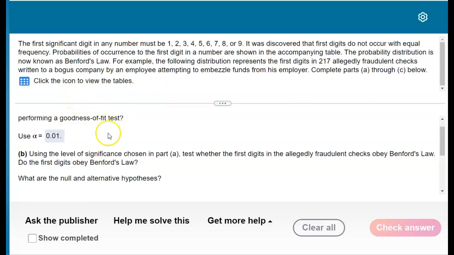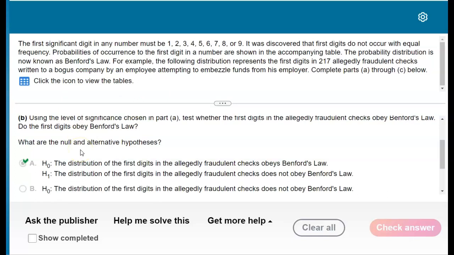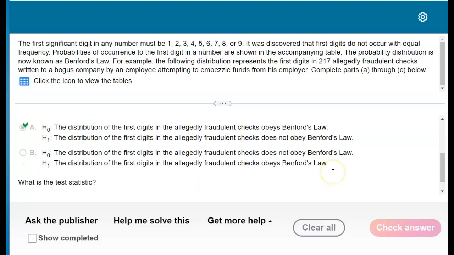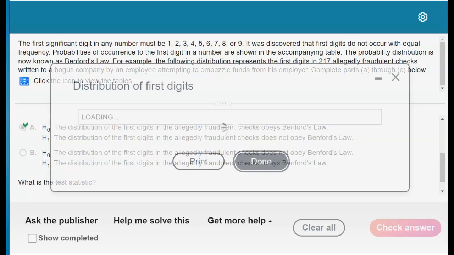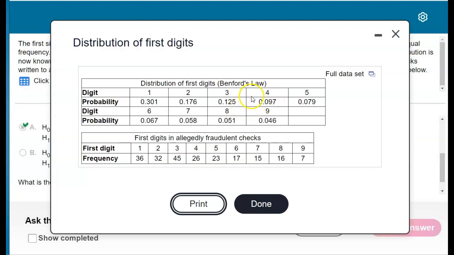And so the student already did the first couple pieces of the problem. Our null hypothesis is that the first digits obey Benford's law, meaning there's no fraud. And our alternative hypothesis is that there is fraud, so they do not obey Benford's law. And then we're asked for the test statistic and the p-value. So let's go ahead and do that in StatCrunch.